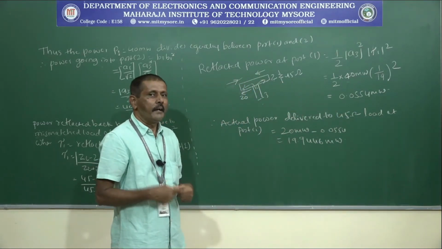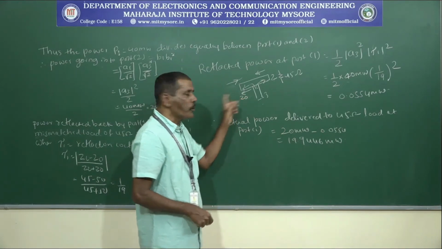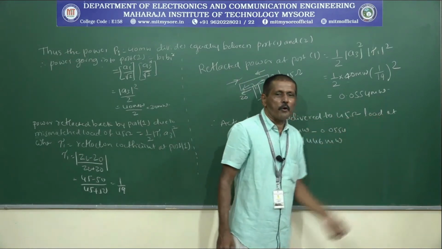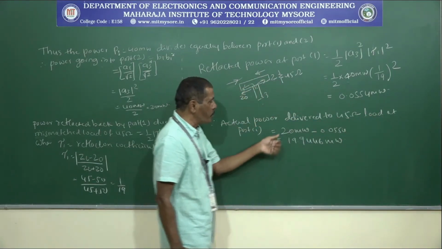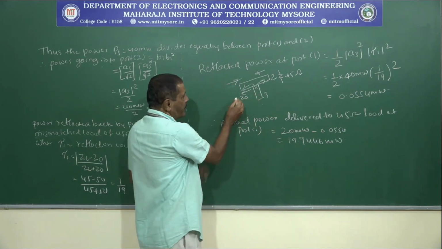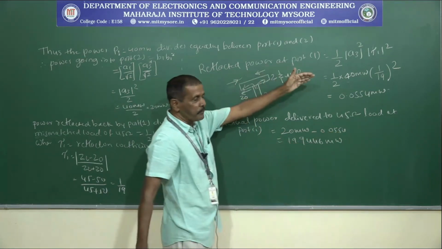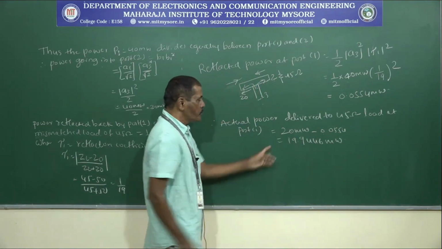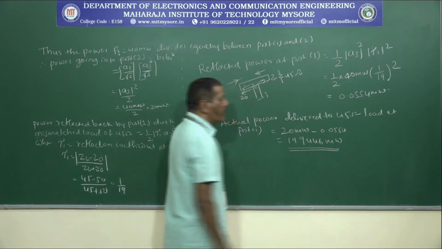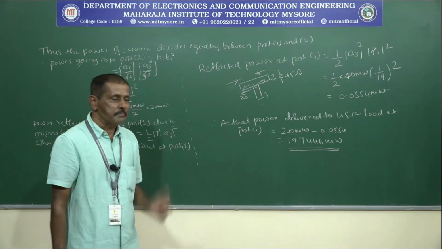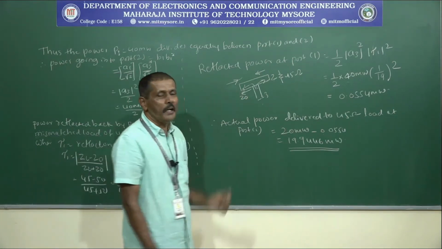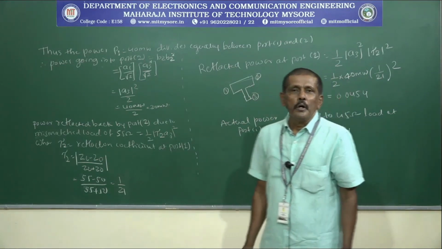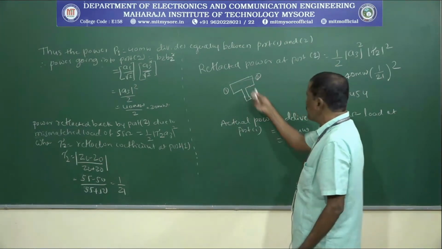Then you have to calculate how much of the power will actually be delivered to port 1. The actual power delivered to the 45 ohm load connected at port 1: 20 milliwatts is coming here and 0.0554 milliwatts is going back. Therefore, 20 milliwatts minus 0.0554 is going to be 19.9446 milliwatts. So this much of the power is actually going to port 1. Let us calculate how much power is actually delivered for port 2.